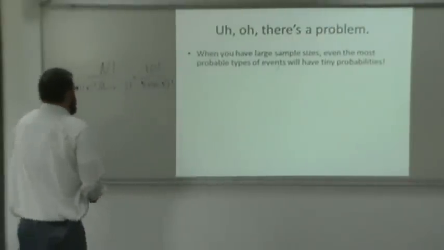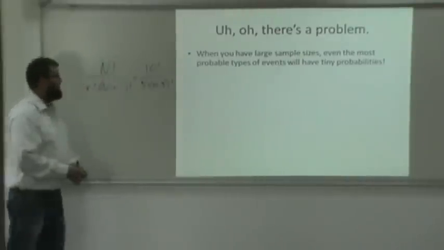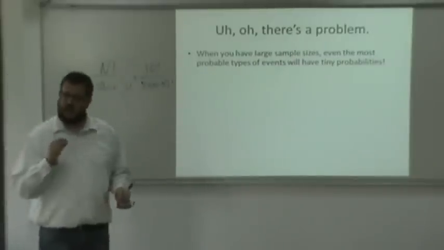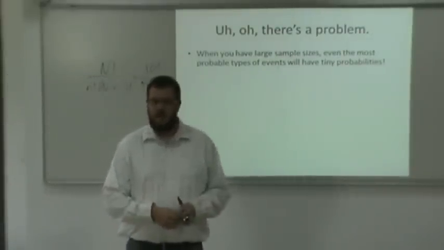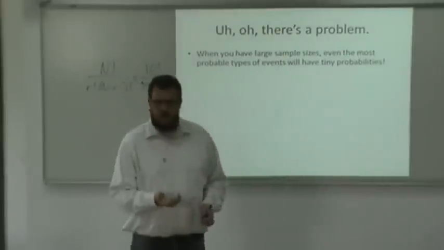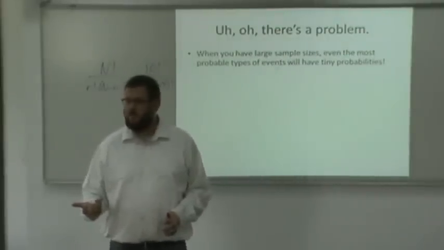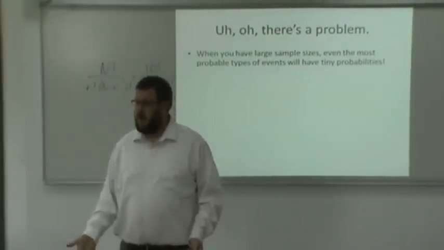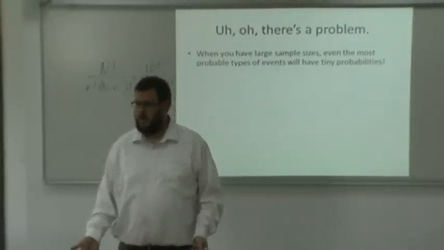Now, we have a problem. And that is when you have a large sample size, even the most probable event will have a low probability for events like that, right? So if you flip the coin 1,000,000 times, the most probable event would be 500,000 heads, right?